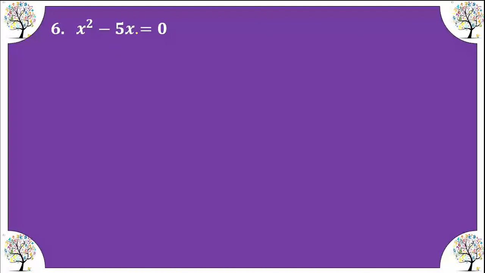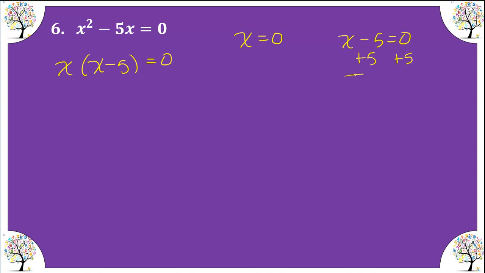Okay, here we do not have a constant. So we see that we have a GCF of x. So we're going to factor out an x. So we have 2 factors, x and x minus 5. So we're going to set each of those equal to 0. So we can see that one solution is 0. So this quadratic passes through the origin. So 0 is one solution, and 5 is the other one. So our 2 solutions are 0 and 5.